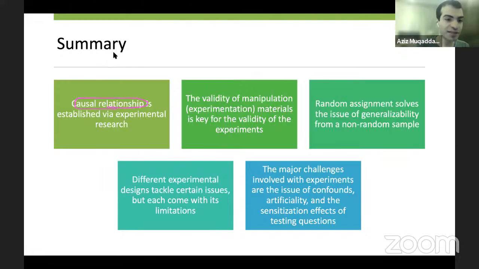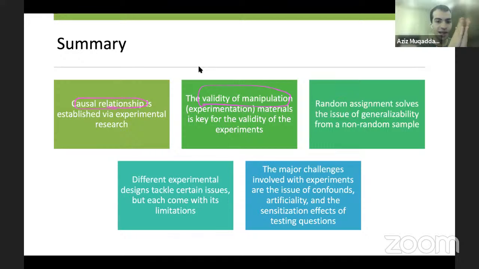Then in terms of experimentation itself, there are two key things. First is the validity of manipulation. To remind you of the example we gave last time, you're saying humorous commercials are more effective than non-humorous commercials, okay? And in order to do that, you have to establish first that the materials you are using in the experiment are actually humorous in the condition you say is more humorous, and less humorous in the condition you say is less humorous, right?